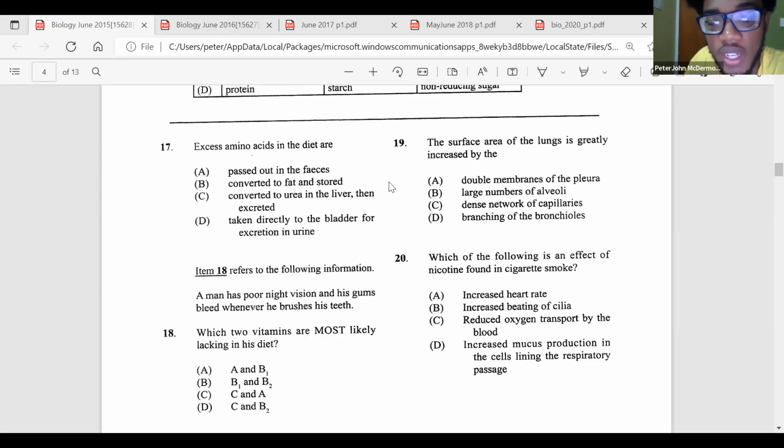Converted to urea in the liver then excreted, that's the answer. And D, taken directly to the bladder for excretion in the urine. No, if you're peeing proteins, you have a problem.